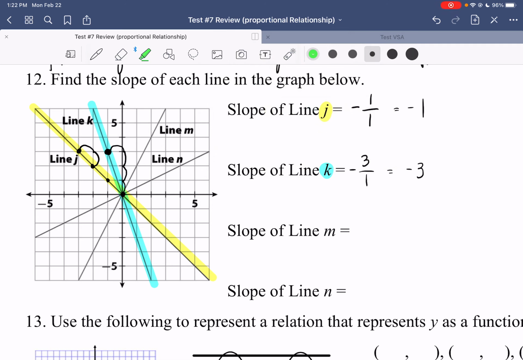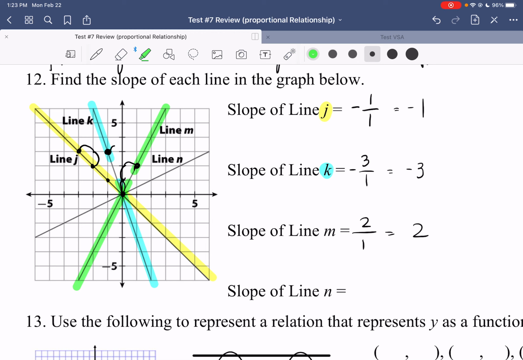Okay, now we have line M. So we can use the origin. I'm going to erase this little amount. Okay, so we have the origin here, and we have another pretty point right here. So I'm going to go up 1, 2, a rise of 2, and a run of 1. So that simplifies to 2.